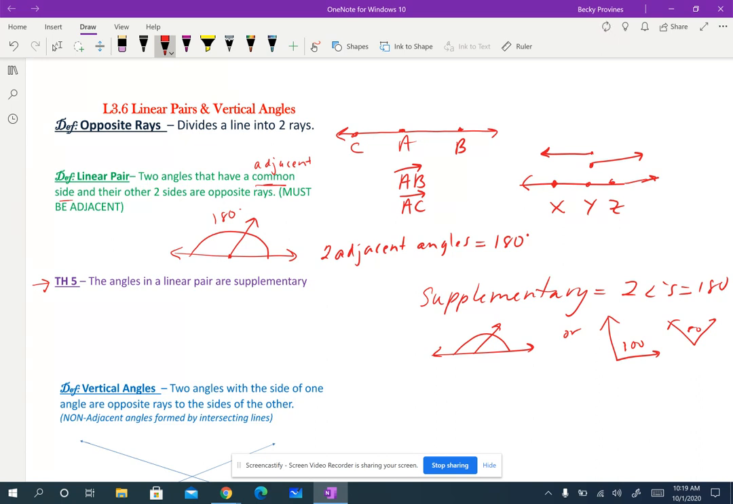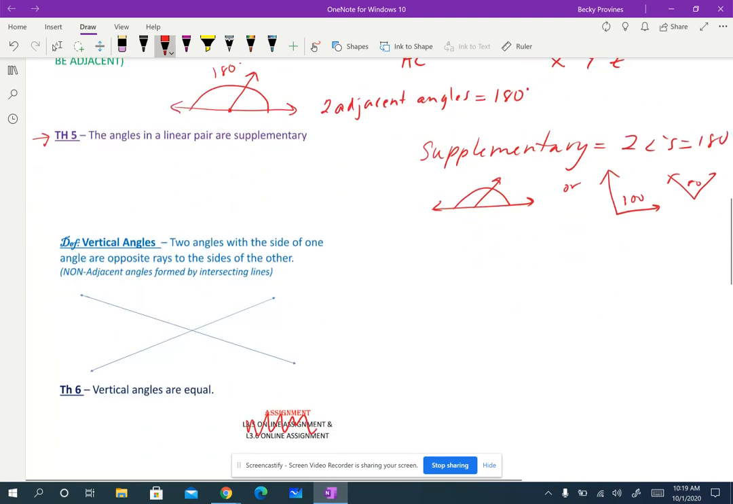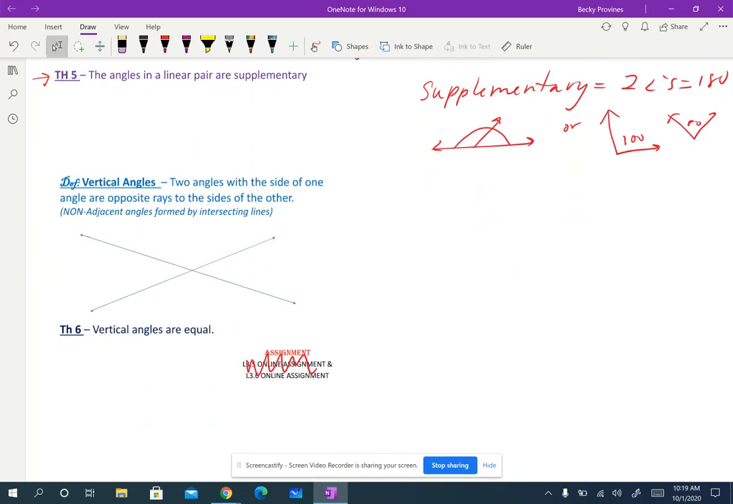But linear pair, let's break down the word. Honestly, linear means a straight line, pair means two. So it's two angles that make a straight line. So that's an easy way to think about it. Okay, this lesson's very short, by the way. The next one is vertical angles.